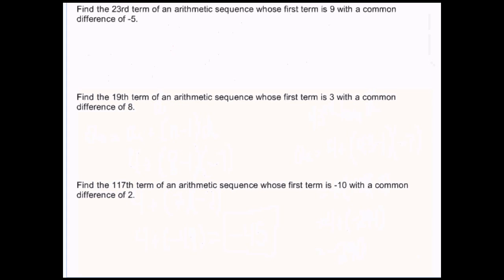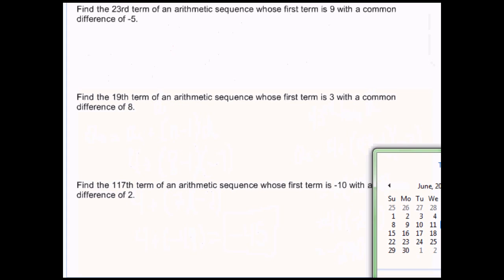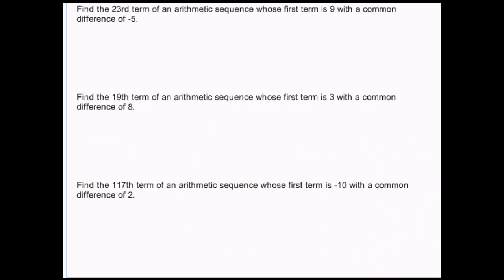So what we do is identify those first. That's N. First term, that's your A sub 1, and that's D. Okay. That's your formula. Why don't you guys try these 3? And then we'll compare answers.